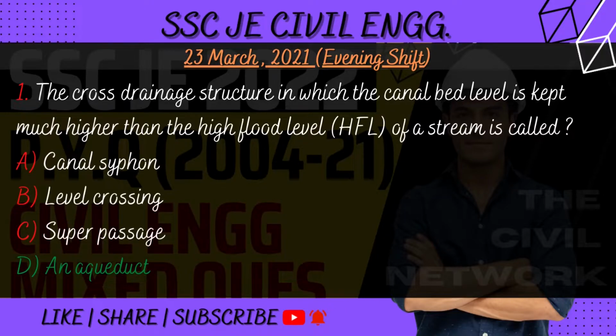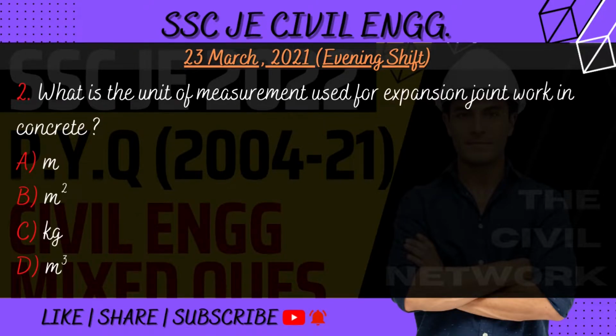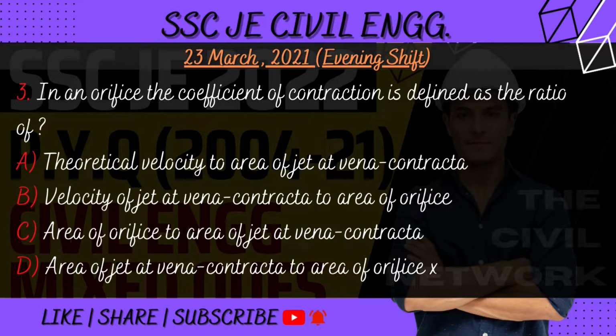Question number 2. What is the unit of measurement used for expansion joint work in the concrete? Options are A. Meter, B. Meter square, C. kg, D. Meter cube. Correct answer is option A, meter. Question number 3. In an orifice, the coefficient of contraction is defined as the ratio of.